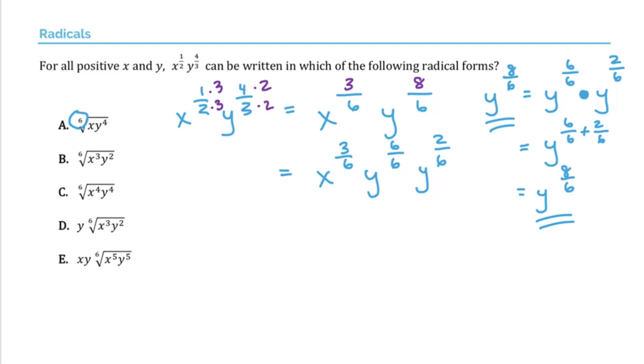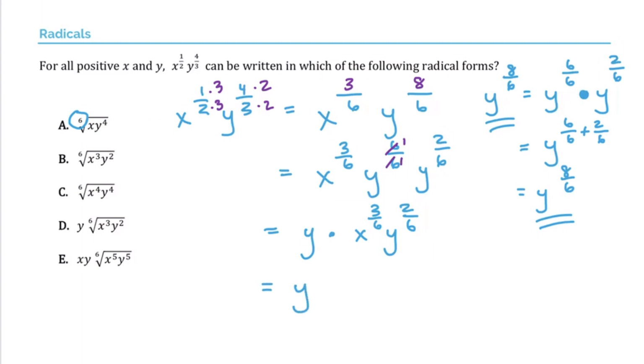So bringing in those rules from exponents and knowing that y to the power of 8 over 6 can be rewritten as y to the 6 over 6 times y to the 2 over 6 is the critical part of this question. The reason is that once I have y to the power of 6 over 6, well, 6 over 6 is just 1 over 1. So I basically can then pull that y to the front, and then I have y times x to the 3 over 6, y to the 2 over 6.